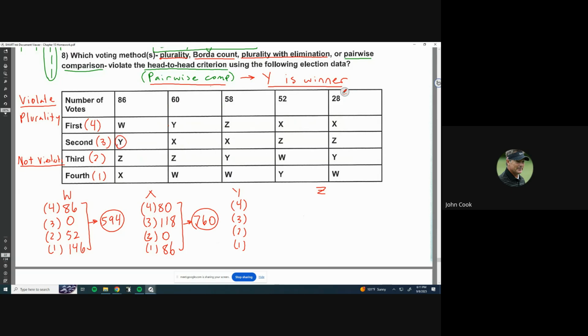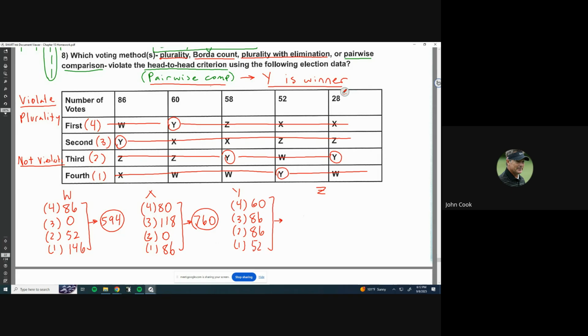Okay, so Y, Y, Y, Y, Y. Okay, first place votes. Looks like we just have 60 total. Second place votes, just 86, the first number there. Third place votes, 58 and 28. If I add those together on my calculator, I get 86. And then last place votes, just 52. All right, so if I get those totals and add them together, 4 times 60 plus 3 times 86 plus 2 times 86 plus 1 times 52, I get 722.